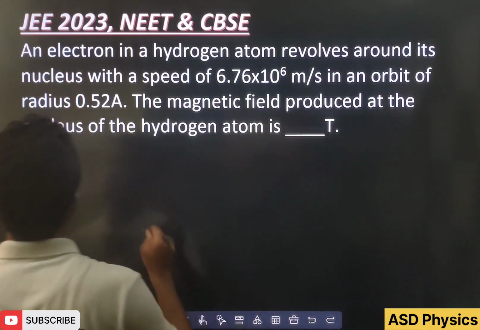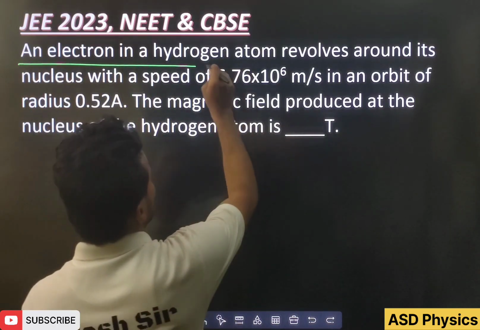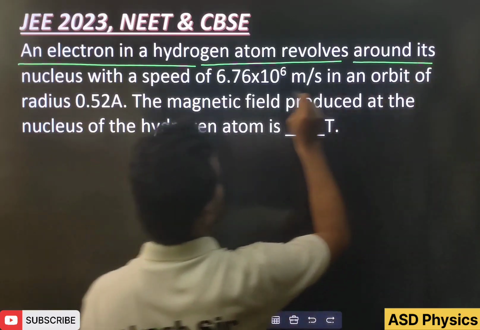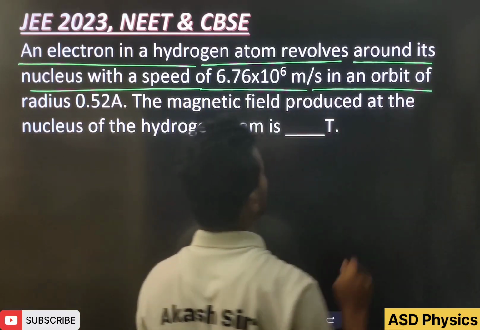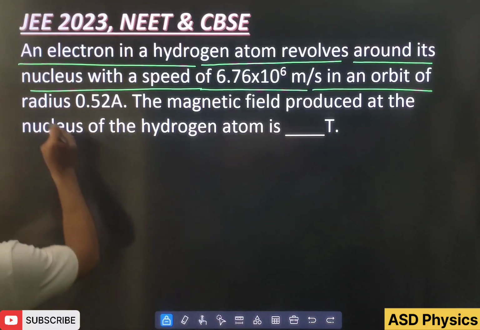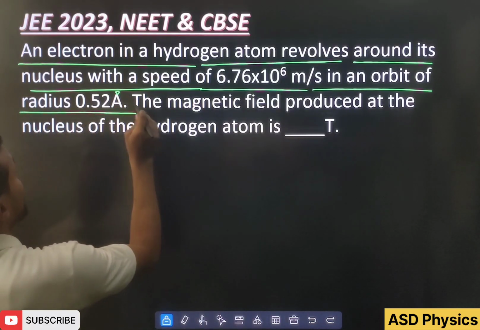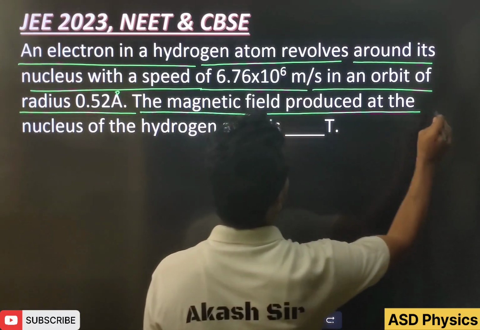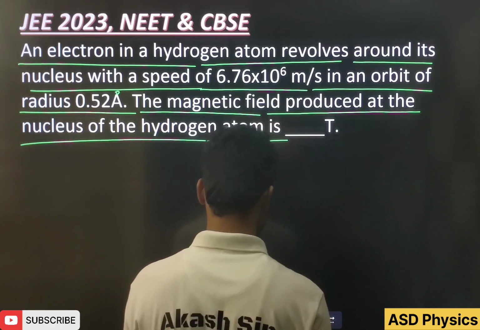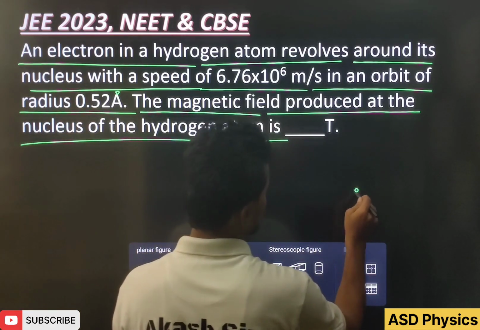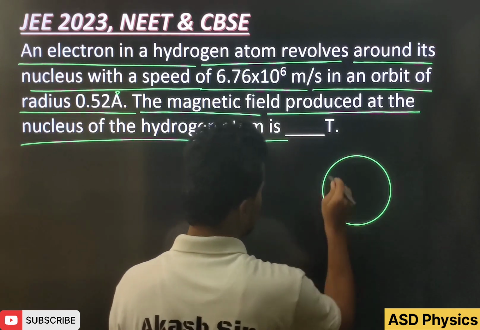Now let's see the question, students. An electron in a hydrogen atom revolves around its nucleus with a speed of 6.76 into 10 power 6 meter per second in an orbit of radius 0.52 angstrom. The magnetic field produced at the nucleus of the hydrogen atom is how much? Let's take for example, the electron is revolving here.